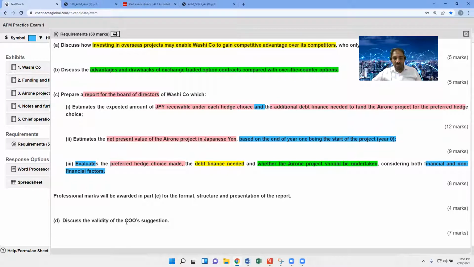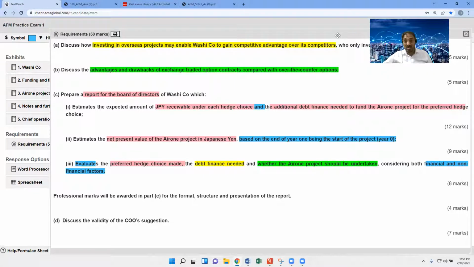Okay, discuss the validity of the COO's suggestions. Finally, can you please tell me how much of the question is calculation and how much is theory? What's your answer? Twelve plus 9, 21 is calculation, and the rest of the complete part is theory, 31 marks theory.